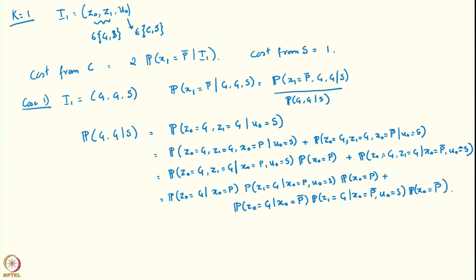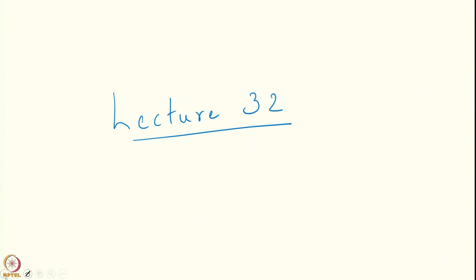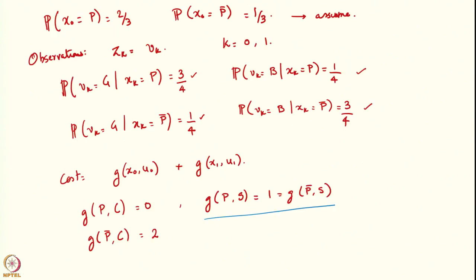Now we can compute all of this by plugging in each of the numbers that we have. For example, we have the probability of getting a good observation when the machine is in a certain state, which is given to us here. That is, the probability of z 0 being good given that the machine is in a proper state is equal to 3/4.